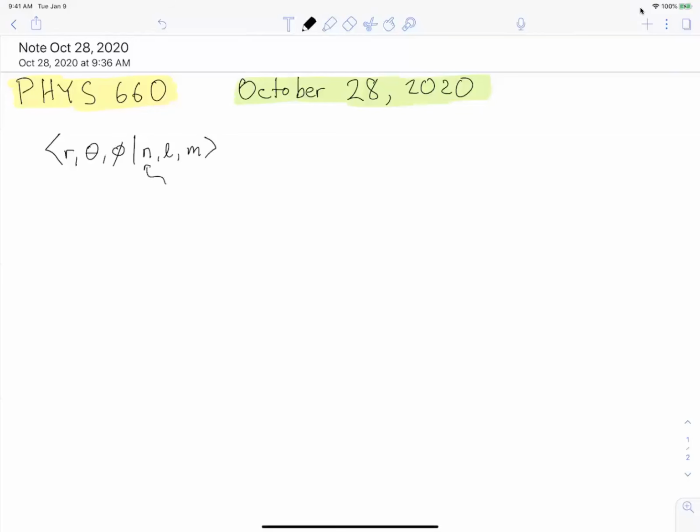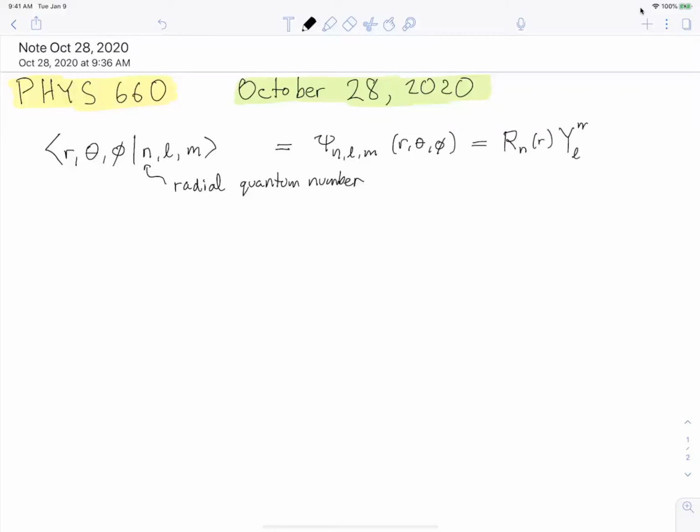So this n is sometimes called a radial quantum number. And this is a wave function labeled by the values of n, L, and m. And it's a function of r, theta, and phi. And our strategy is divide and conquer. So we split this up into a radial function of r only, and then a function of theta and phi only, which depends on L and M.